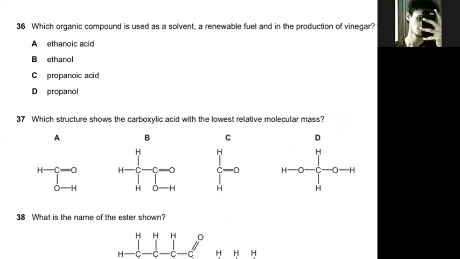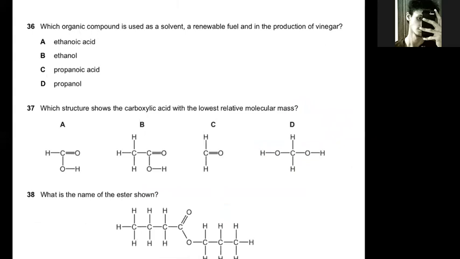Which organic compound is used as a solvent, a renewable fuel, and in the production of vinegar? For production of vinegar, as we all know, ethanoic acid is used, which is also a solvent. In fact, ethanoic acid is vinegar, and ethanol is used to form ethanoic acid. Ethanol is a solvent and ethanol is a renewable fuel. So B will be the correct option. Once again, ethanol is a solvent, a fuel, and is used in the production of vinegar. Vinegar is ethanoic acid.